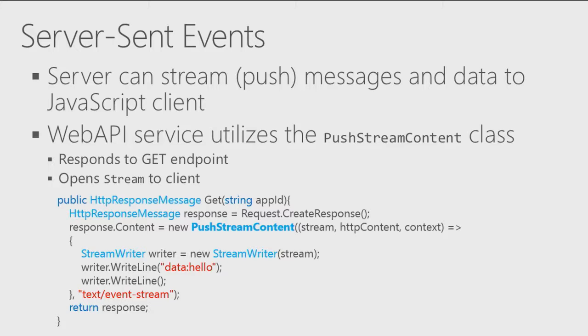And so Web API is very cool because it supports server-sent events, and it supports server-sent events using something called the push stream content class. So you can see the basic code I've got up here on the slide. What it does is we have this method set up that returns this HTTP response, and then I'm creating a new push stream content and then associating a stream writer with that. Let that sink in for a minute.